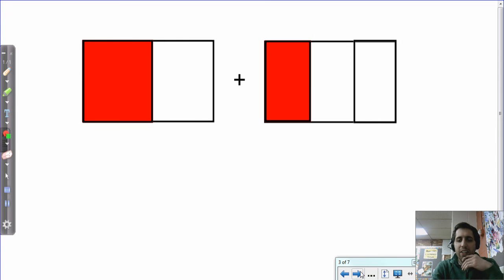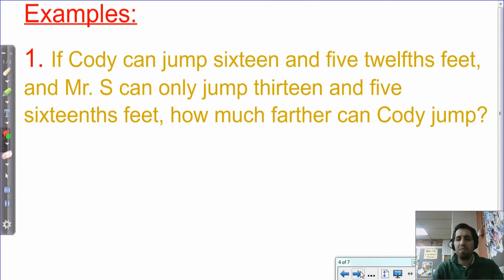The rule makes sense, but I hope this makes you realize that it makes sense that we always need like denominators when we're adding and subtracting. This is a visual representation of why it makes sense.